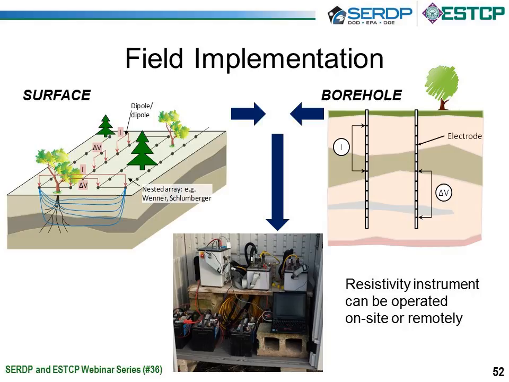We can take our surface cables or our borehole wires and we then bring them to a central enclosure or a central location where we hook them up to our resistivity meter. Our power source is shown here. Here we're using 3 batteries. And we can also hook up a laptop where then the whole operation can be operated either on-site or remotely.